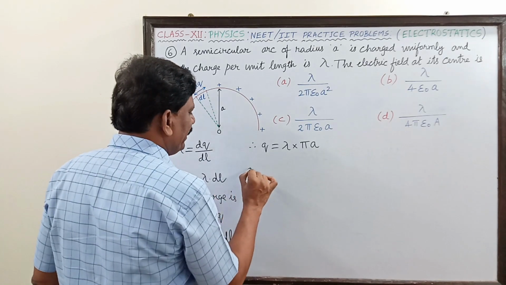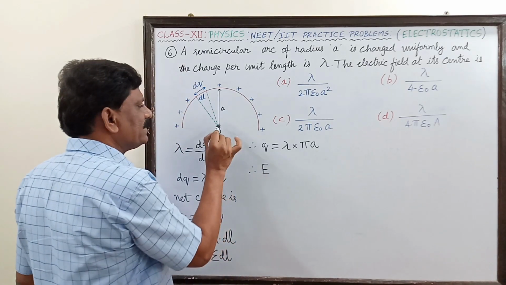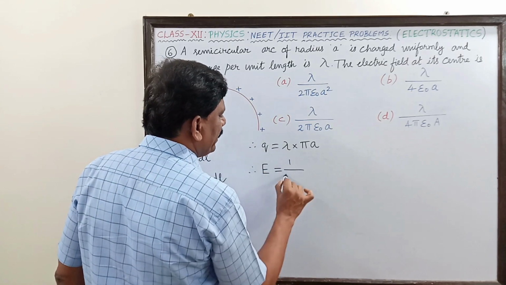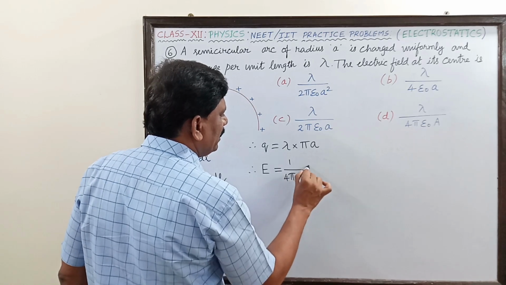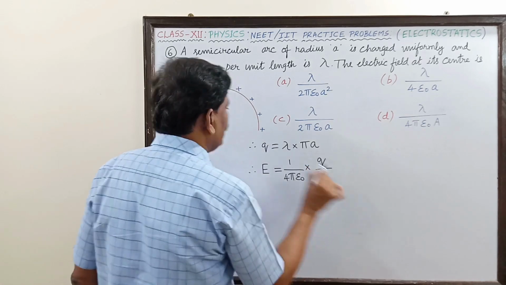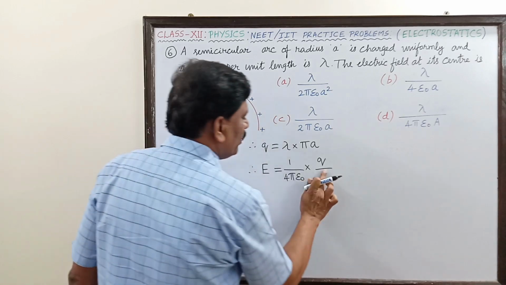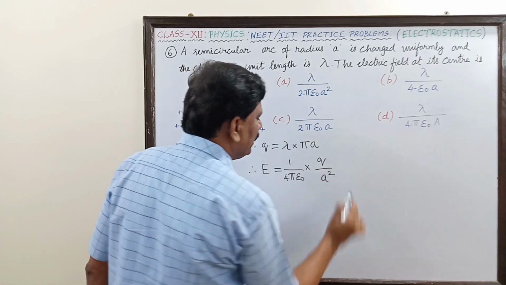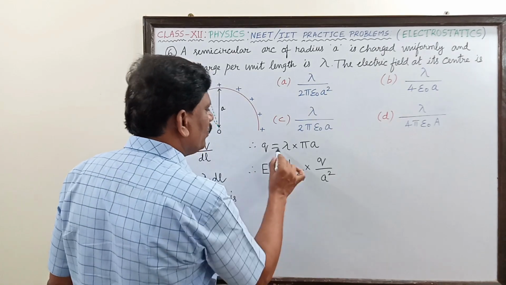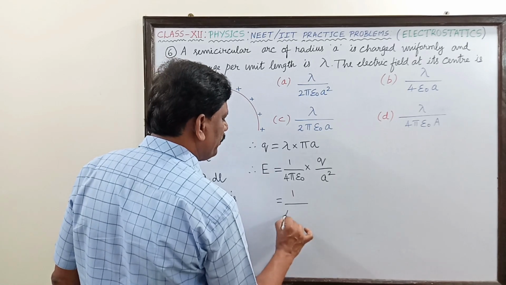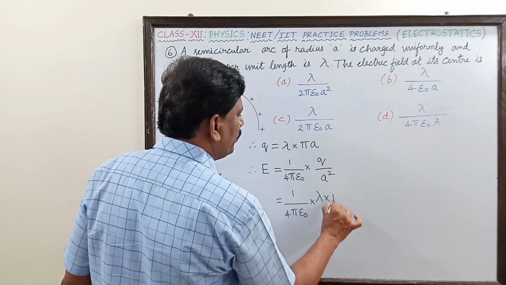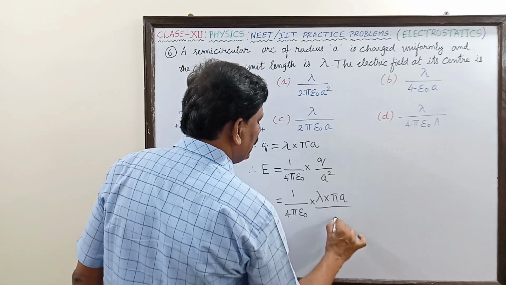Now the electric field at the center of this semicircle must be equal to what? 1 by 4 pi epsilon naught into Q divided by distance square. All the elements are at the same distance a, so radius square can also be written as a square. Now you substitute Q. Q is equal to what? Lambda into pi a. So this is 1 by 4 pi epsilon naught into lambda into pi a divided by a square.